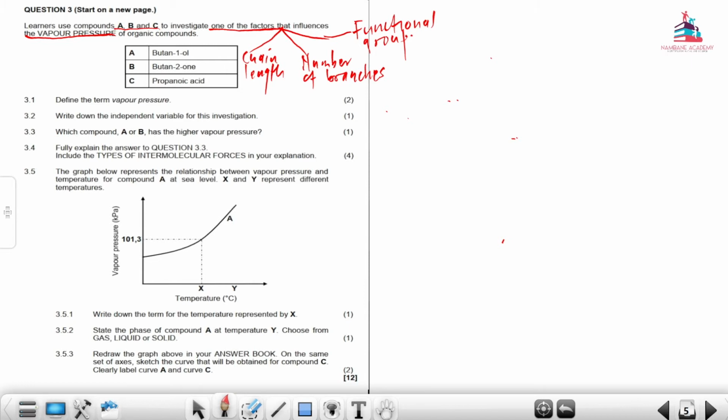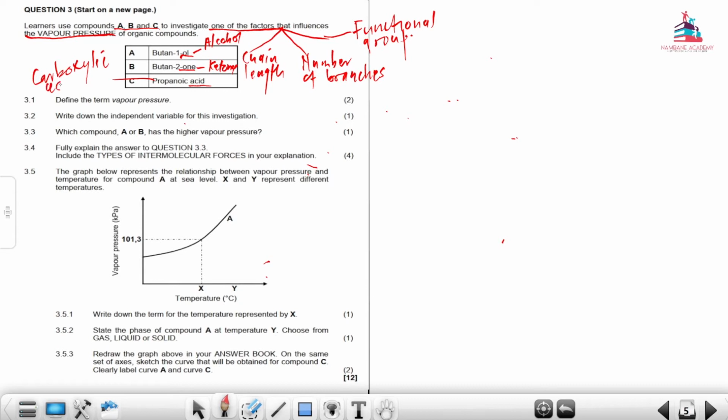How can I tell? Because from this information that is given, it's easy for me to say I am looking at an alcohol, I am looking at a ketone, and then I am looking at a carboxylic acid.